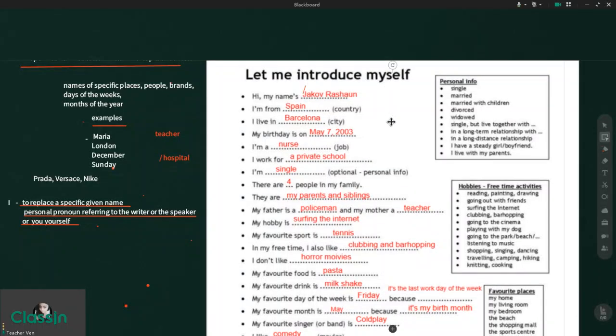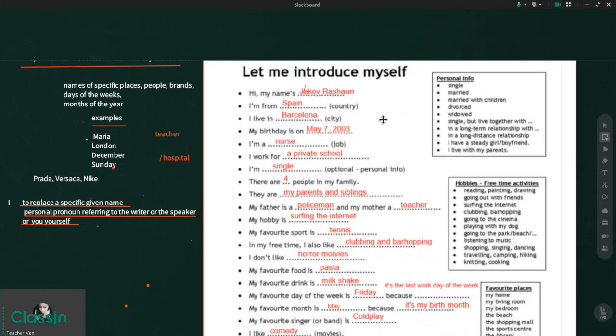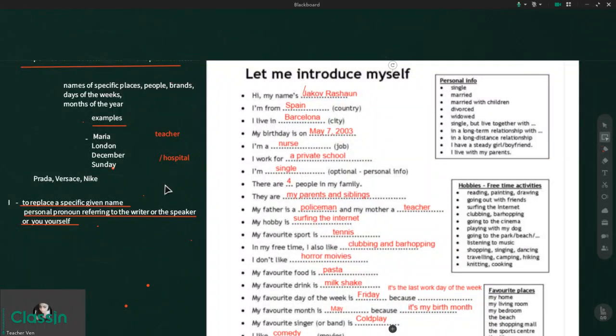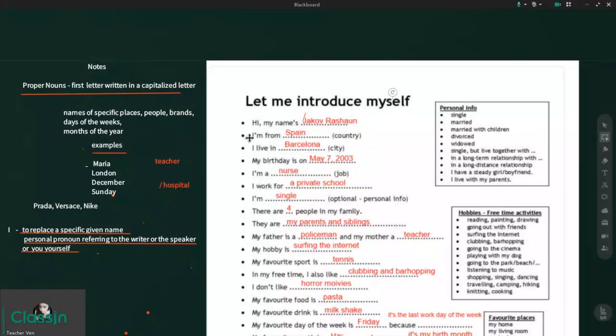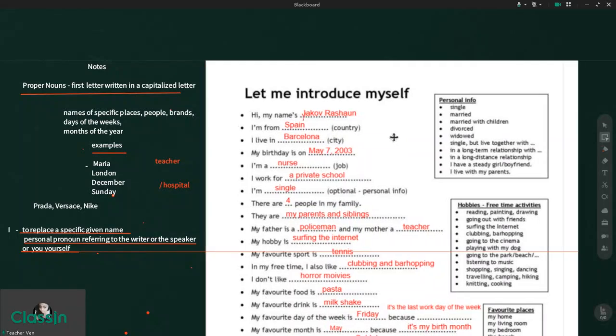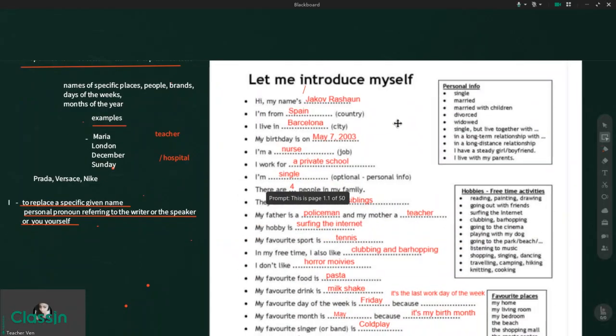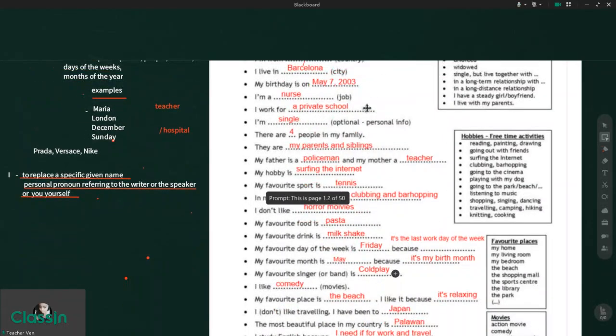Okay, so I have here an example, so let's discuss it. Before we start, I have some notes that I wrote down, so let's read on. For proper nouns, the first letter should always be written in a capital letter. For example, your own name. In this example, the name is Jacob Rashon.